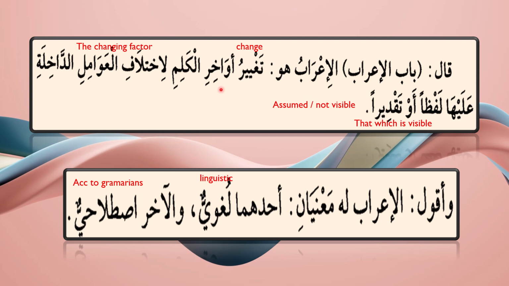So what do you think about changing a haraka? Why does a haraka change on a noun or a verb? What is the reason? There are certain reasons or factors that come before a noun and before a verb that bring about a change of harakas on the last letter of a noun or a verb. So this changing of the harakas due to any reason, due to any factor, any amil that comes before a noun or a verb, is called i'rab.